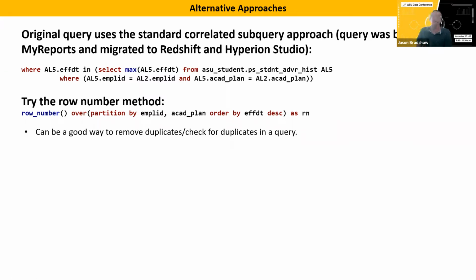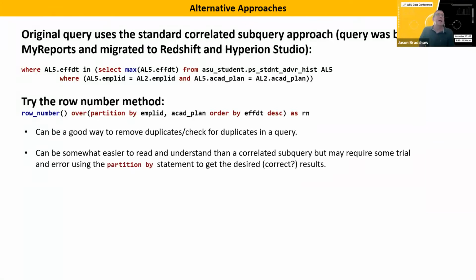It can be somewhat easier to read if you're trying to understand someone else's SQL that they've written than a correlated subquery, but may require some trial and error using the partition by statement to get the desired or maybe correct results. So the hardest part with using this function is understanding the partition, and that requires really sort of understanding, at least at some level, the type of data you're pulling back. But I find this a very useful approach for checking data.